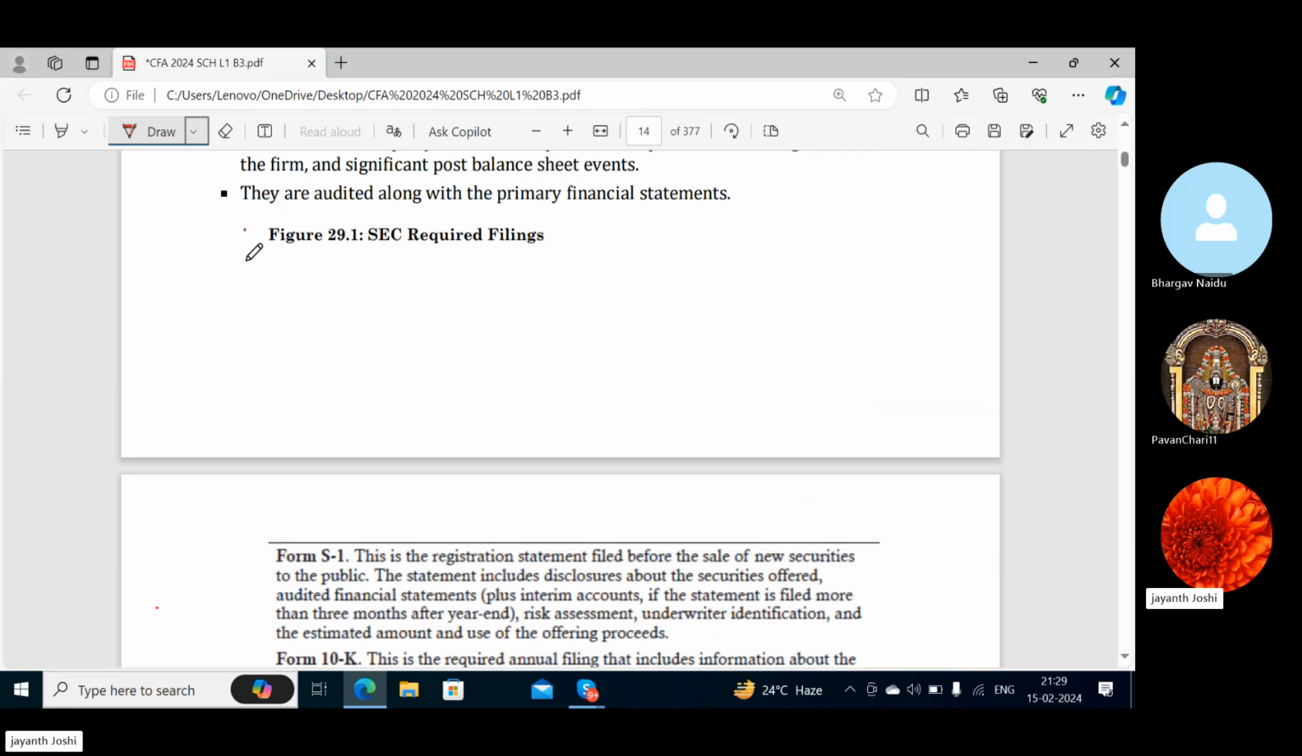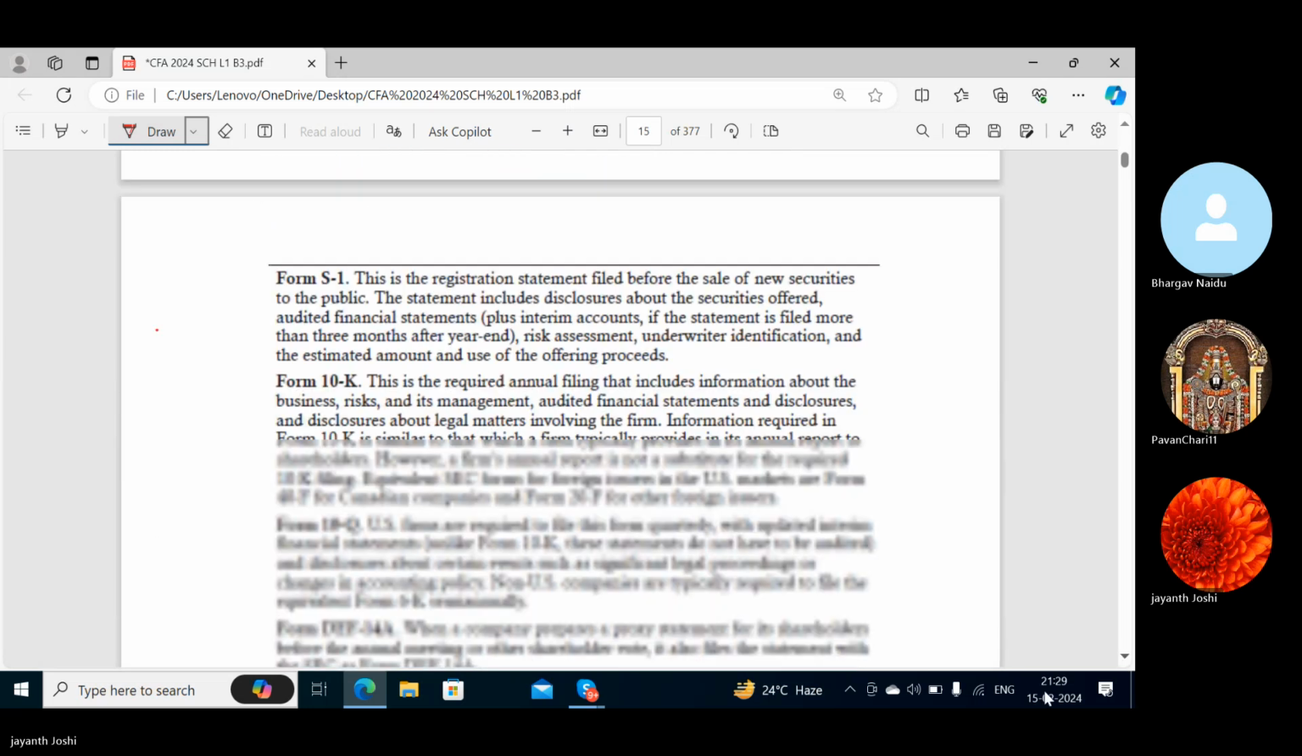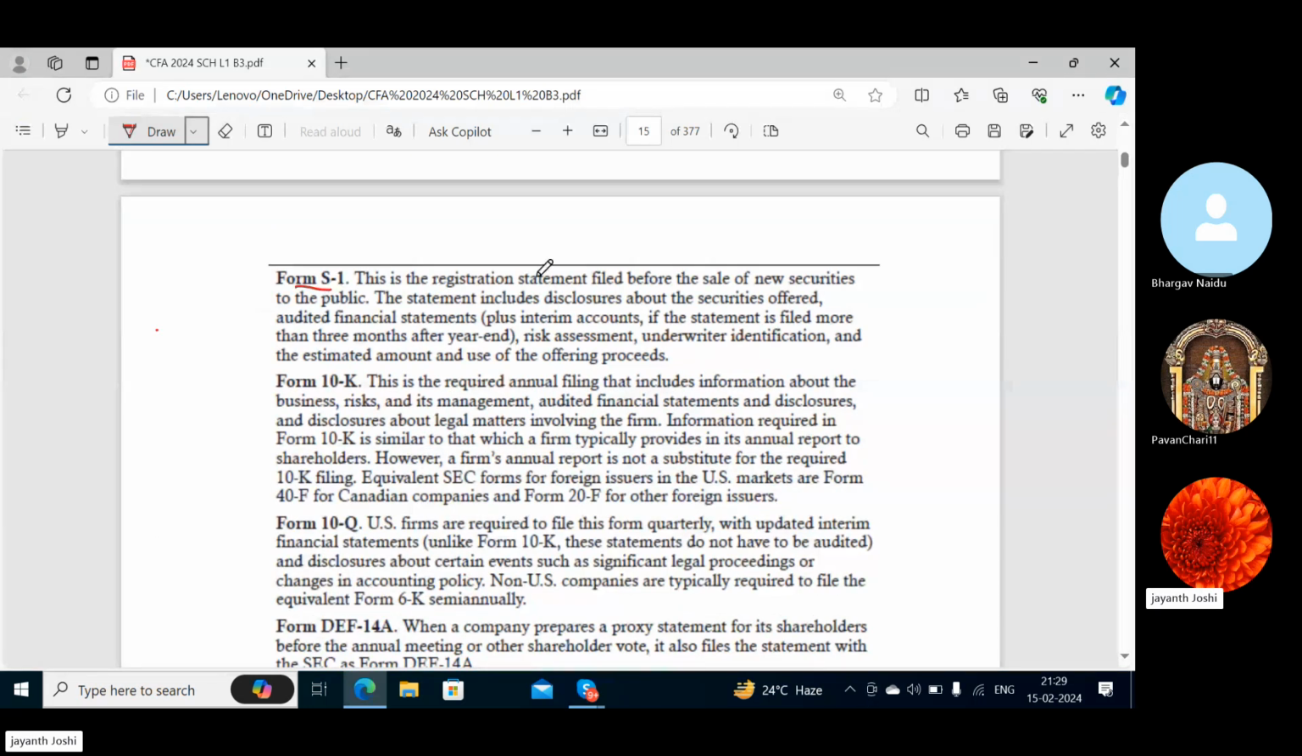SEC required filings. Securities and Exchange Commission required filings. Form S-1. This is the registration statement filed. That means they have to register the company, right? So they will file the registration statement under this form before the sale of new securities.